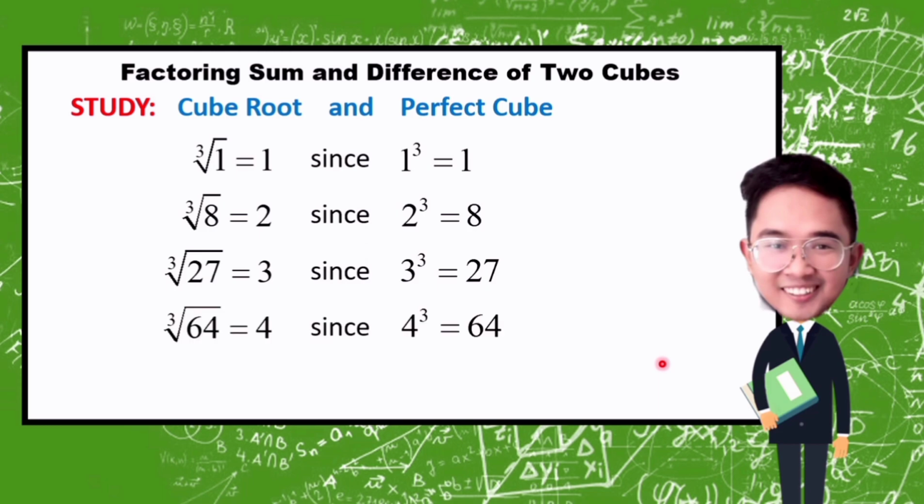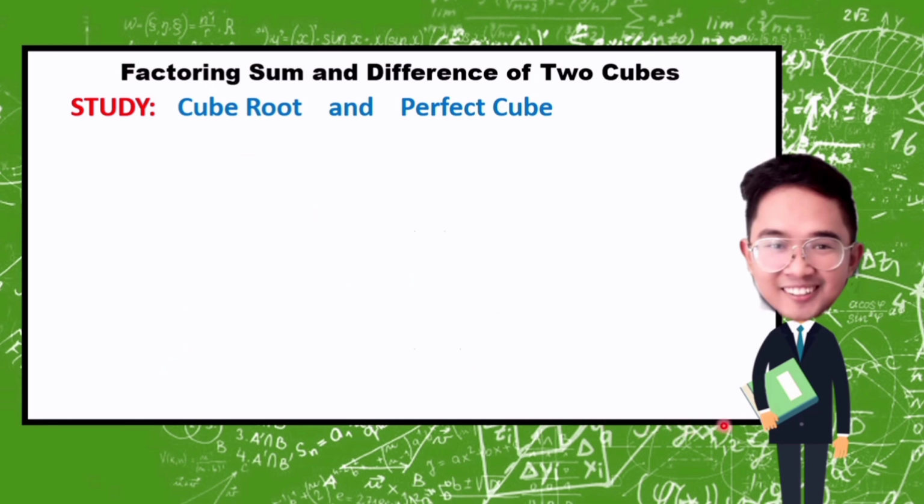Cube root of 64 is equal to 4, since 4 cube is equal to 64. And lastly, cube root of 125 is equal to 5, since 5 cube is equal to 125. So if we are going to expand this, it will become 5 times 5 is 25, multiplied by 5 is equal to 125. I hope you get it. Let's proceed to the variables.